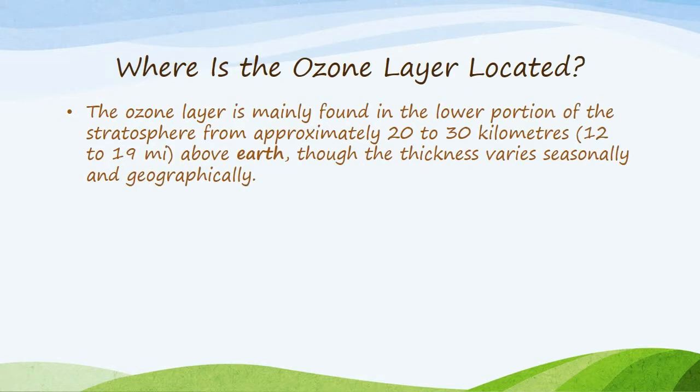Where is the ozone layer located? The ozone layer is mainly found in the lower portion of the stratosphere, from approximately 20 to 30 kilometers, 12 to 19 miles above Earth, though the thickness varies seasonally and geographically.